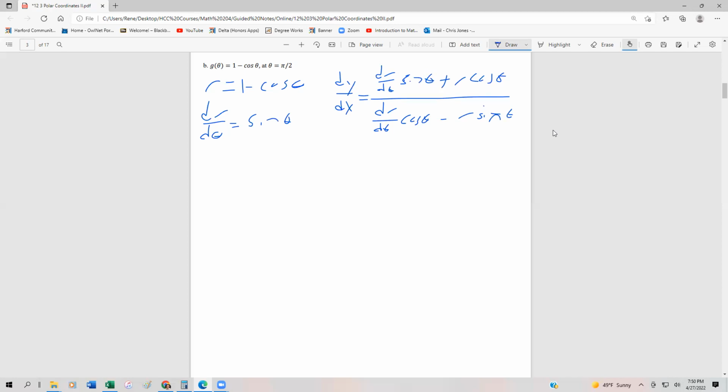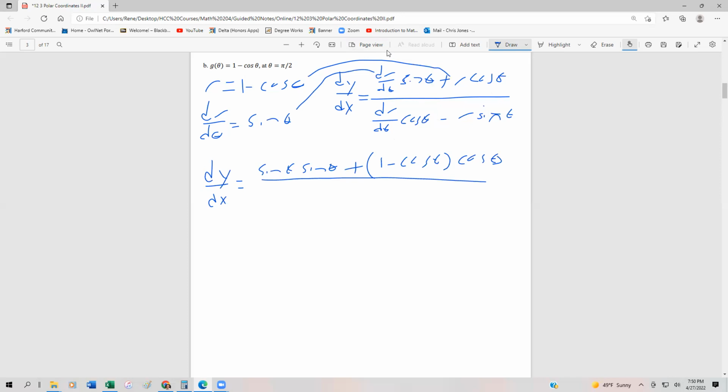Next thing we're going to do is substitute for r, and also substitute back in for dr d theta in all the spots. And so we could say that dy dx is going to be equal to sine theta plus 1 minus cos theta times cos theta. And then we're going to divide that by dr d theta, which we know is our sine theta. So we get a sine theta cos theta, and then minus 1 minus cos theta, sine theta.